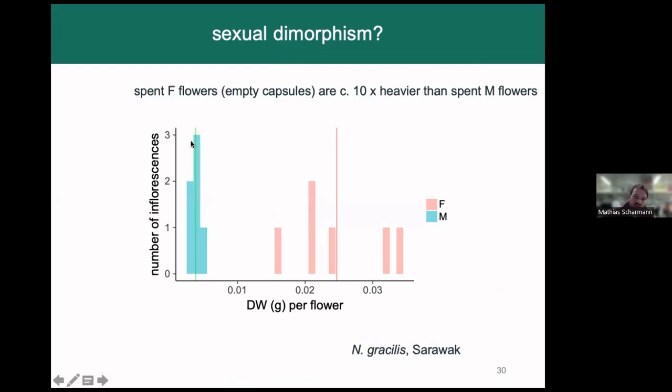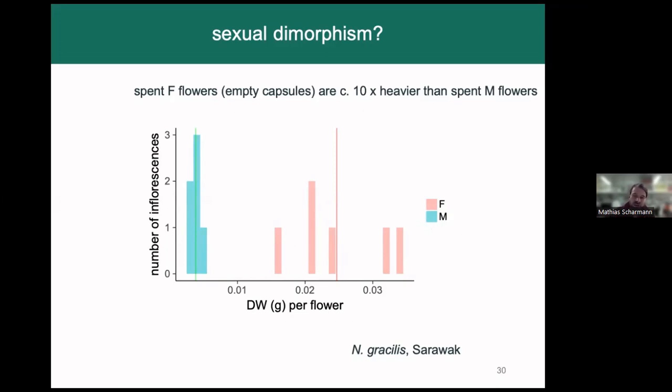So this is the dry weight of flowers. After flowering, I collected the inflorescences and just weighed how heavy the individual flowers are. And male flowers, they're much lighter, here in green, and in red we see a few data points for female flowers. They tend to be about 10 times heavier than the individual male flowers. And this is not counting the seed that the female also had to make.